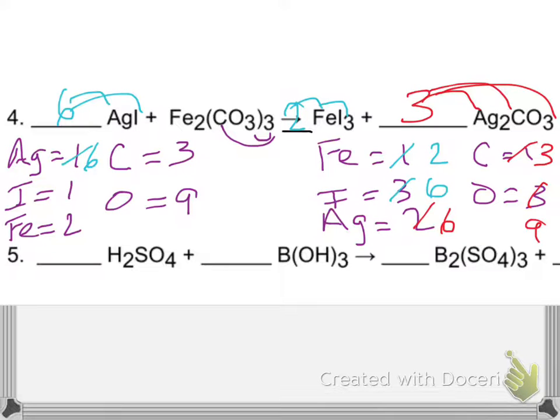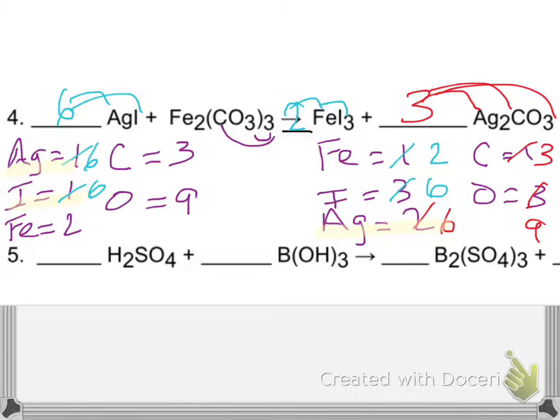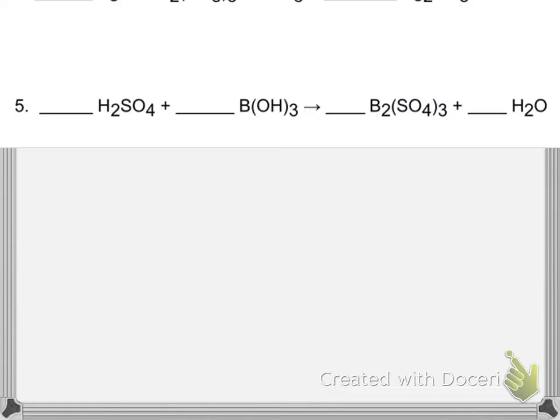And that gives us 6 silver, 6 iodine with 6 iodine. Struggle today, guys. 2 iron, 3 carbon, 3 carbon, 9 oxygen, 9 oxygen. Now they're balanced. Okay, last one we're going to do together.